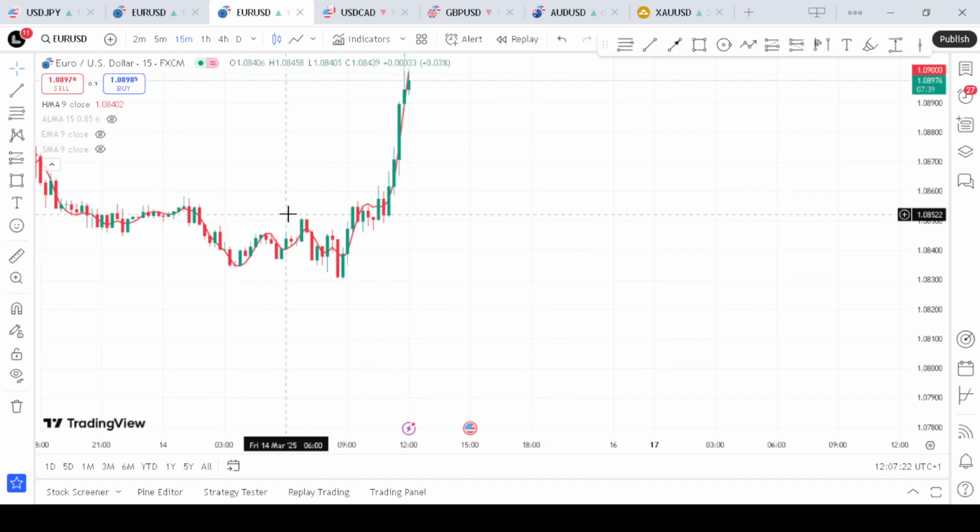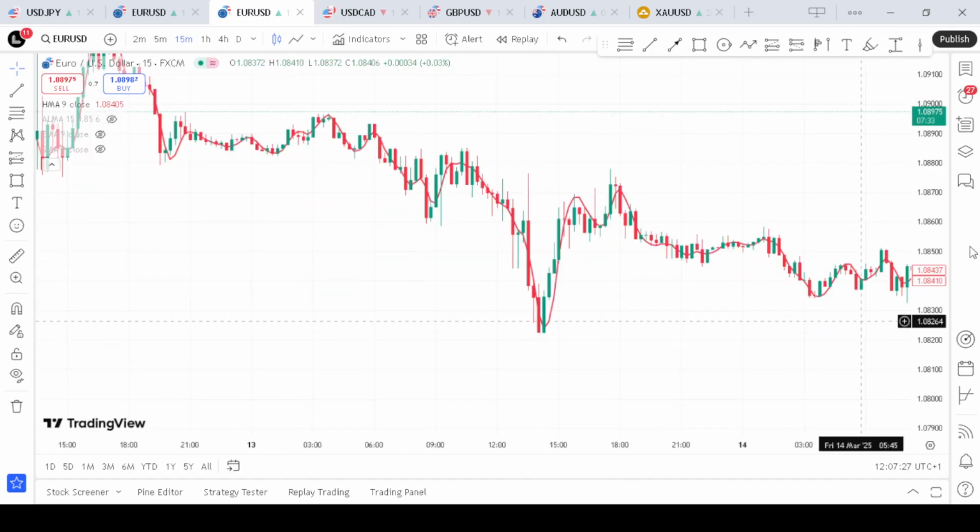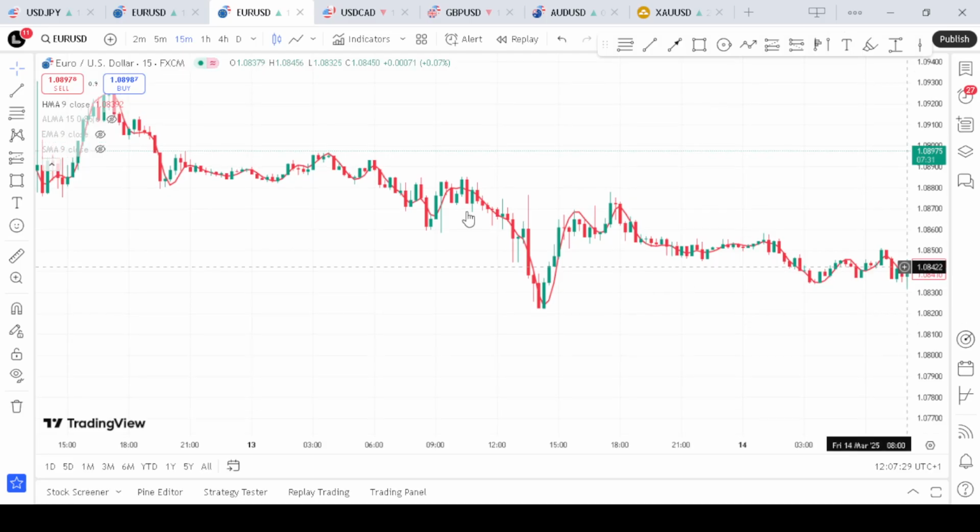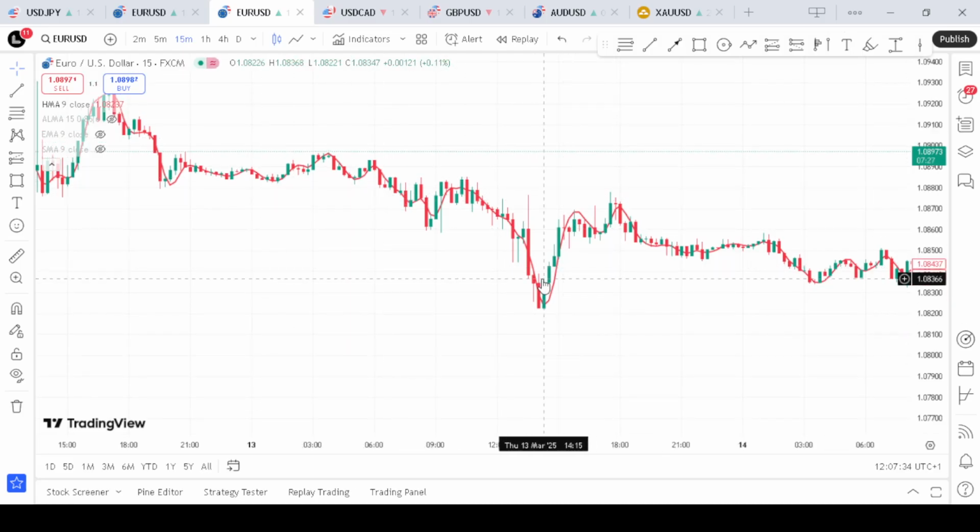In this chart, you can see how the HMA performs well in a trending market. When it is trending to the downside, you see how it performs very well. But when you see how it performs in a choppy market, it is crucial to use the HMA in conjunction with other indicators for more reliable trading decisions, because this choppy condition is something you wouldn't want to trade in.